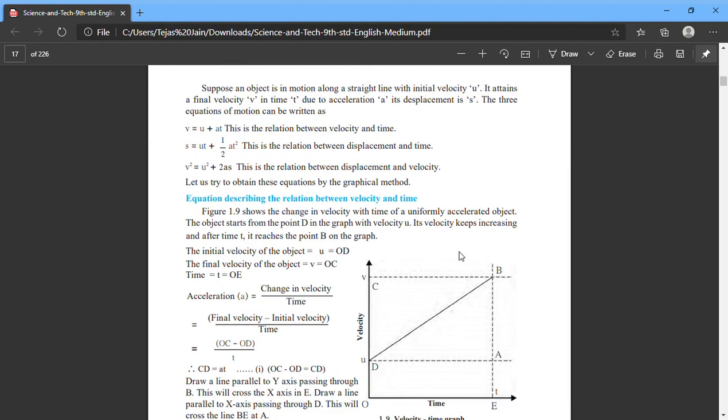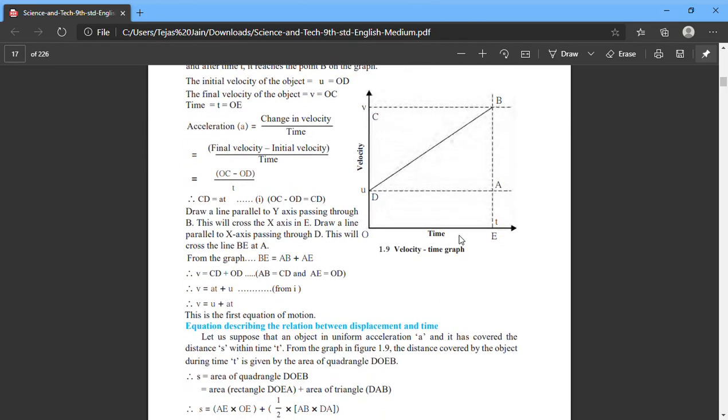Now this equation describes the relation between velocity and time. For that purpose the figure is given. Now when we try to derive this equation by the graphical method, we have to first of all draw this velocity time graph.